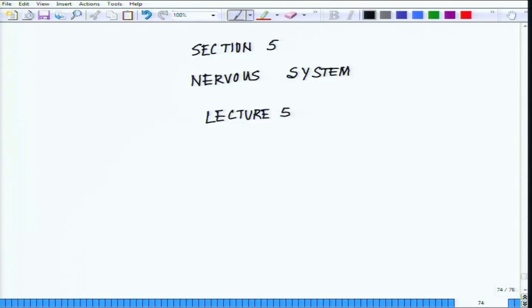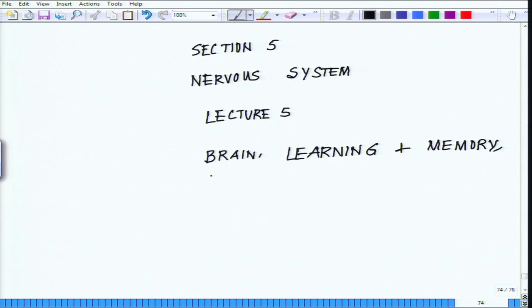We are in section 5, as I have already mentioned. We will be talking about the brain, learning and memory, and we will be talking about diseases pertaining to memory loss.